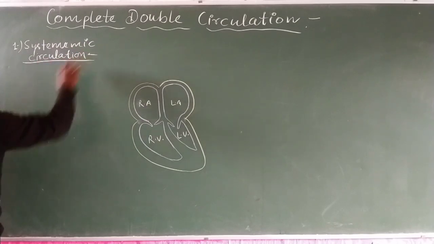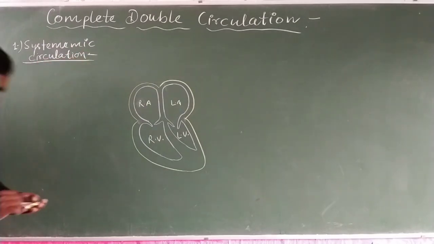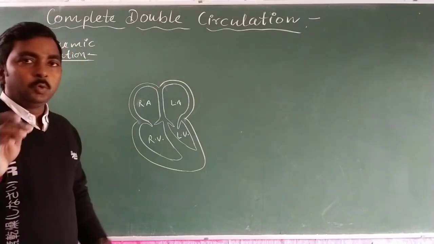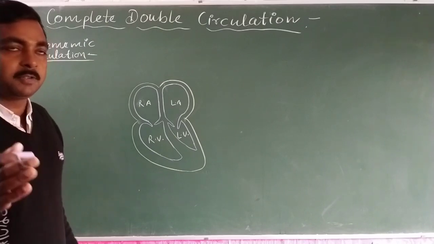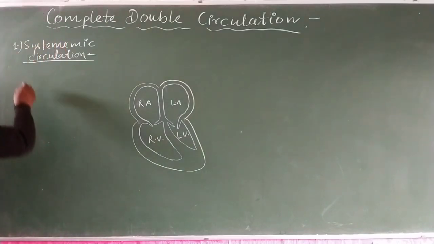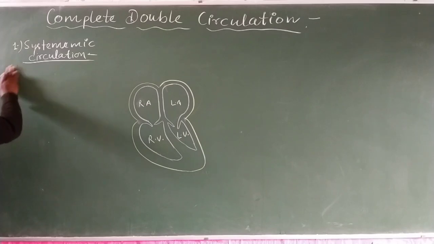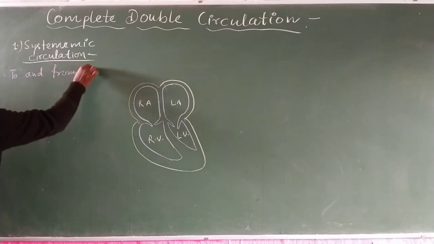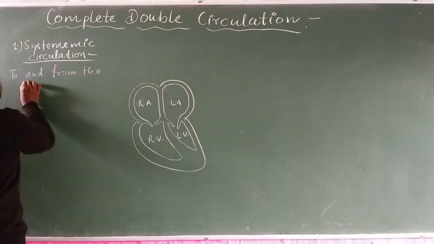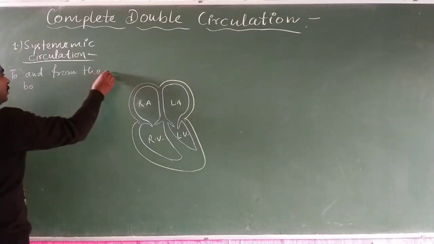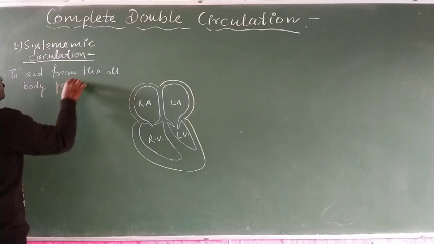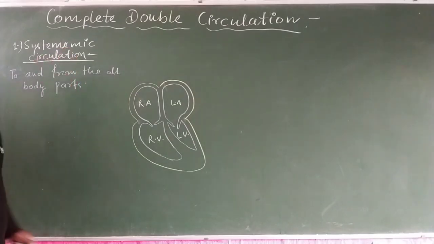Systemic circulation involves the circulation of blood to and from the body parts, or to and from the body. The circulation of blood to and from all body parts is known as systemic circulation.